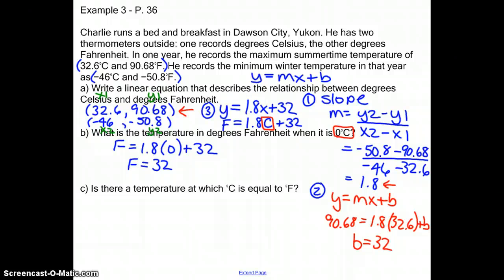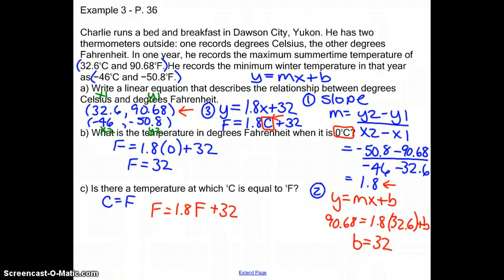Now, is there a temperature at which your degrees Celsius is equal to your degrees Fahrenheit? So what we're looking at now is we want C to be equal to F. So if they're equal, we could actually put an F in where we have a C in our equation here. So we'd get F equals 1.8 times F plus 32, and then work to get our F by itself.